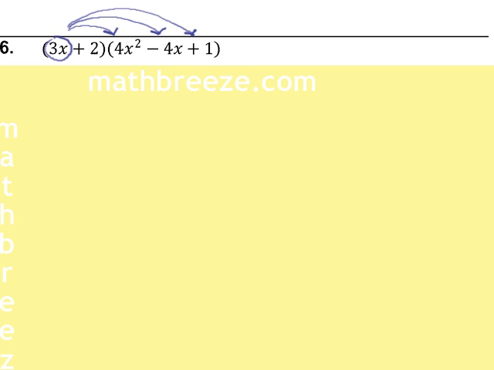So we have 3x times 4x cubed, that's 12x cubed. 3x times minus 4x, that's minus 12x squared. And 3x times 1, that's plus 3x.